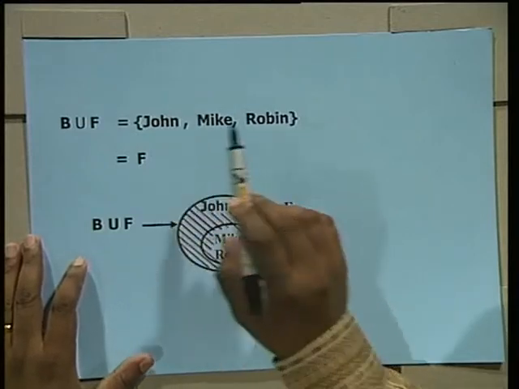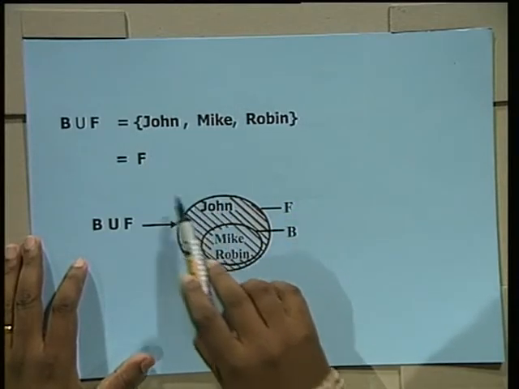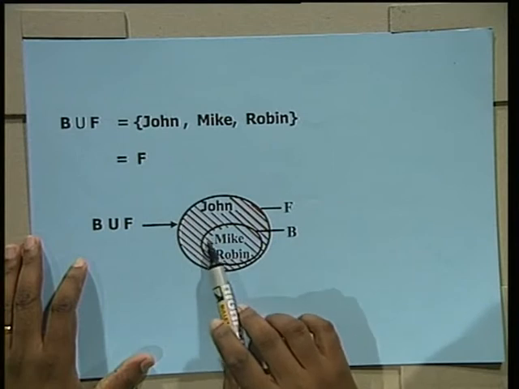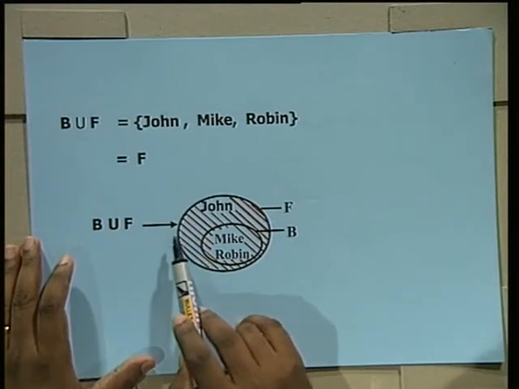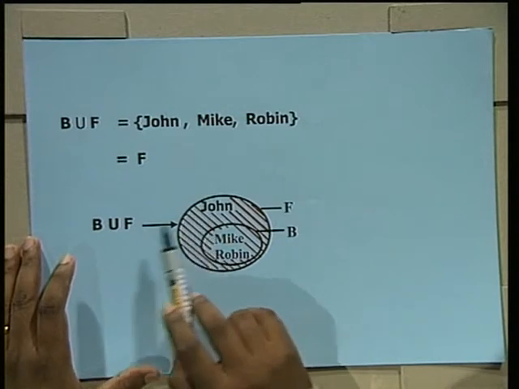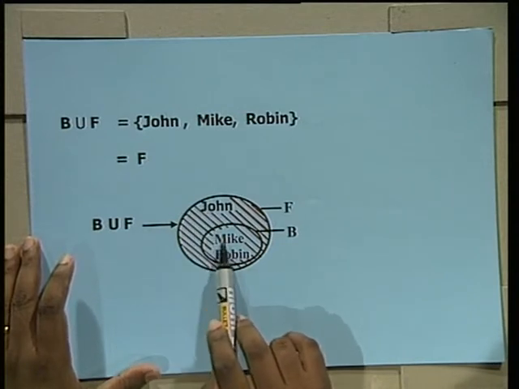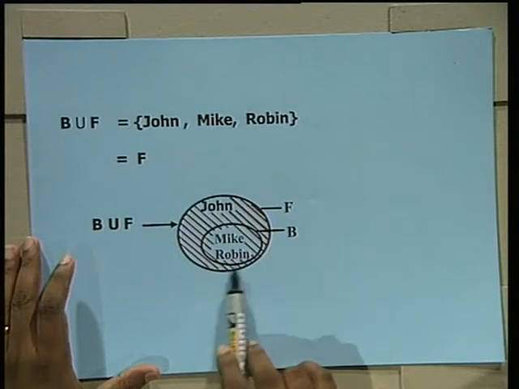What will be the set B union F? Let's see. B union F will be nothing but the set F, because you are going to take all the elements in B and F, but will not repeat the common ones. So it consists of John, Mike, and Robin, which is nothing but the set F itself.